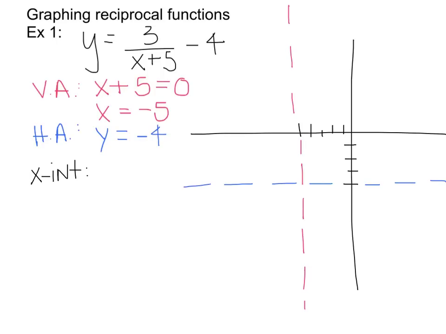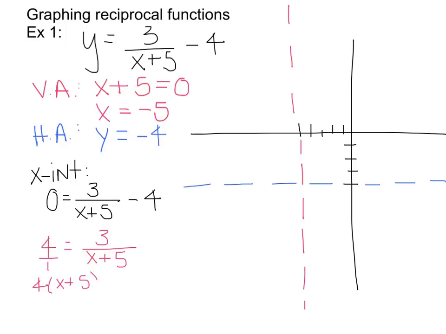So to find the x-intercept, we plug in 0 for y. So we have 0 equals 3 divided by x plus 5, minus 4. So we're going to add 4 first. And then we're just going to cross multiply. So that's going to give me 4 times x plus 5 equals 3. To get rid of the 4, we're going to divide by 4. And then we are going to subtract 5 from both sides.